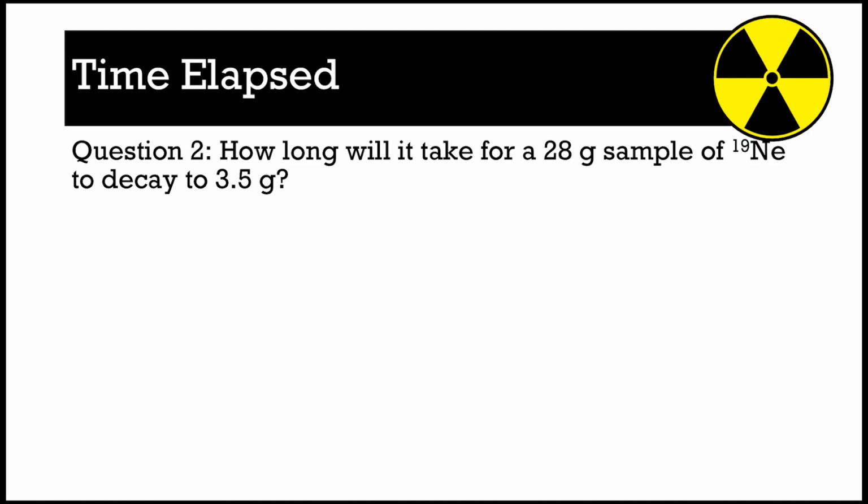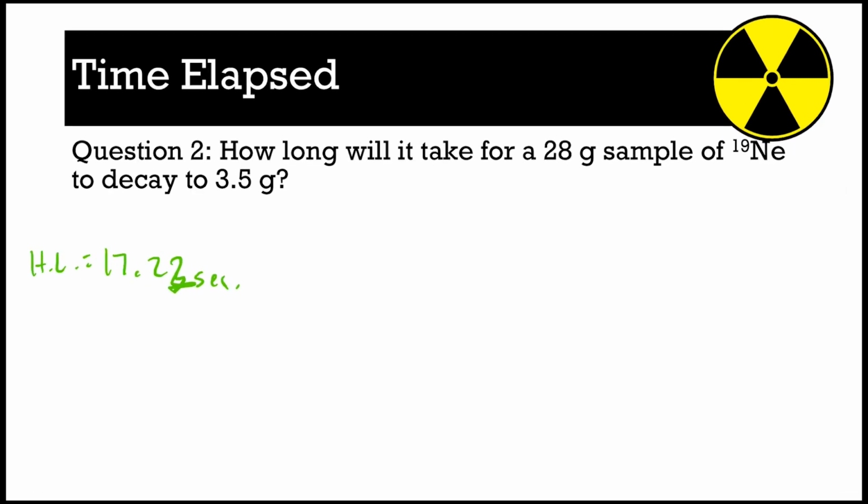Number 2 says, how long will it take for a 28 gram sample of neon-19 to decay into 3.5 grams? Again, we're going to start the same way. Find the half-life on Table N. For neon-19, it is 17.22 seconds.